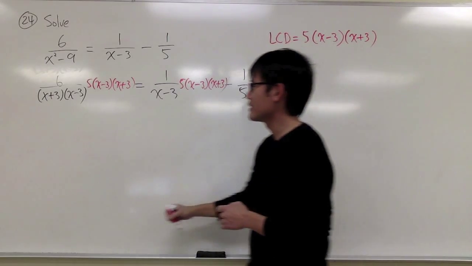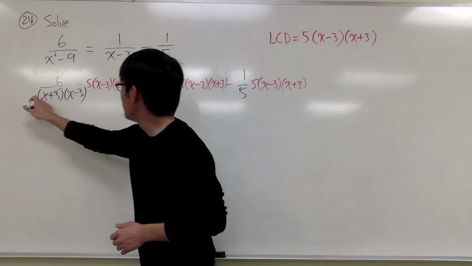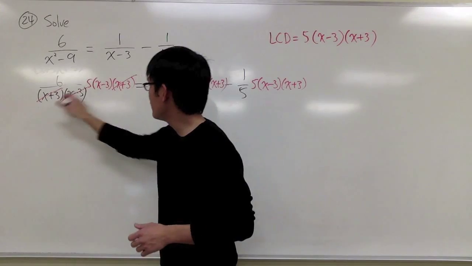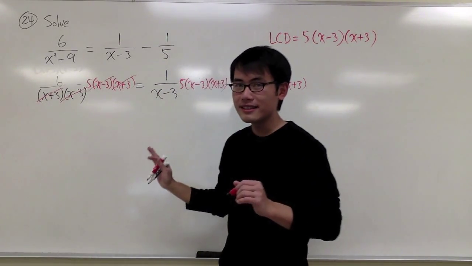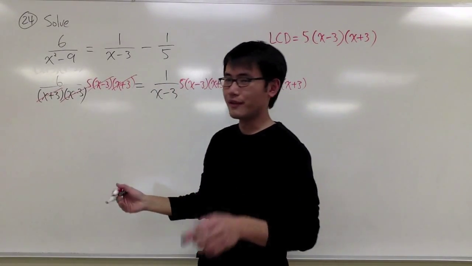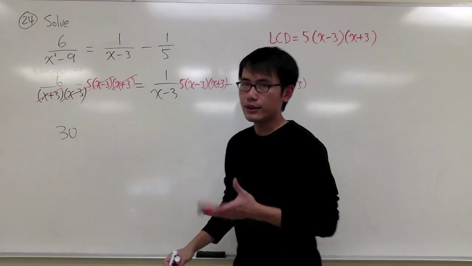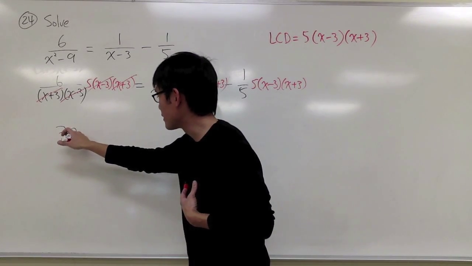Let's see what we get. For the first part, the x plus 3 cancels out with the x plus 3. Likewise, the x minus 3 cancels out with the x minus 3. Okay, so no more denominators. And here I just have 6 times 5, which is, of course, 30. And I don't need to leave any more spaces. I'll just write down 30.